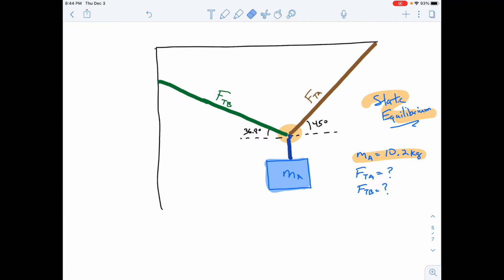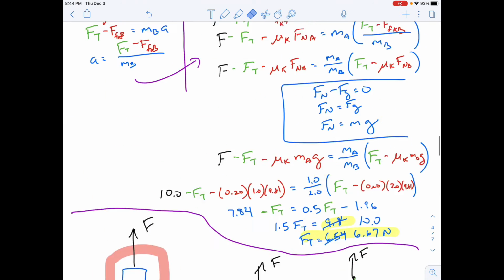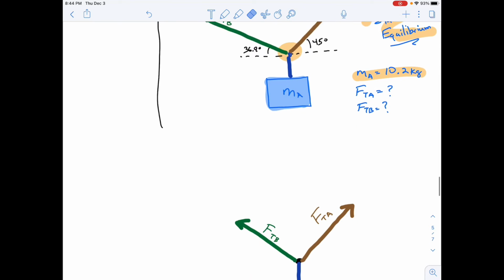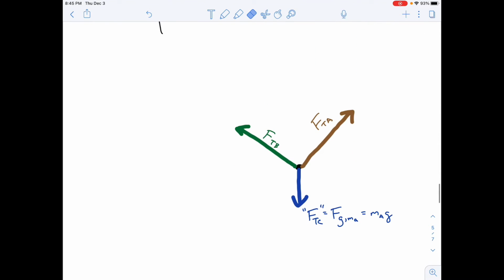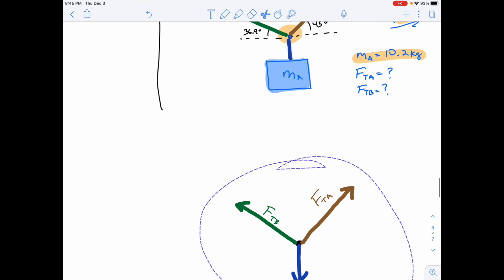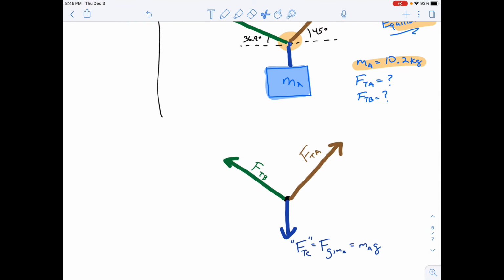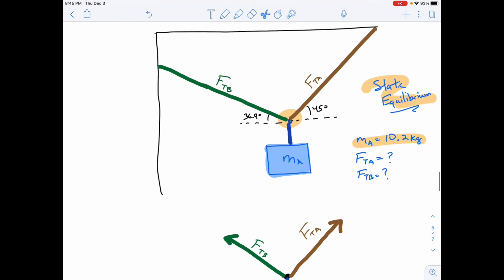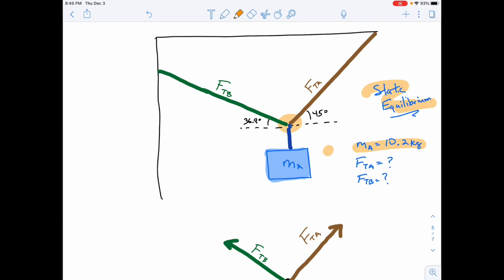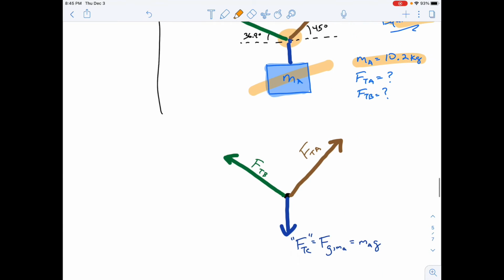What we need to realize is that this is just a glorified vector problem. What we can do is redraw that central knot. That's going to be the place we want to focus on. A lot of people ask, wait, don't I draw a free body diagram of the mass? In these particular kinds of problems, no, actually, you want to focus on the knot. That knot is the central point where all the forces are acting.